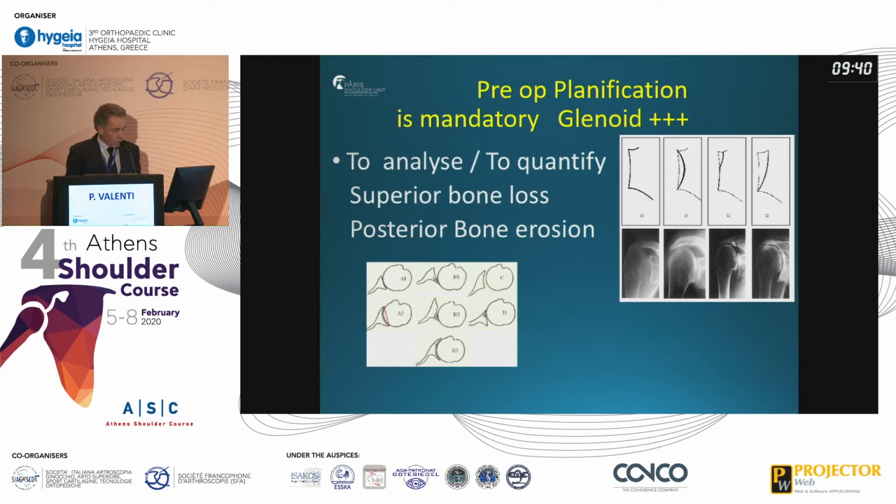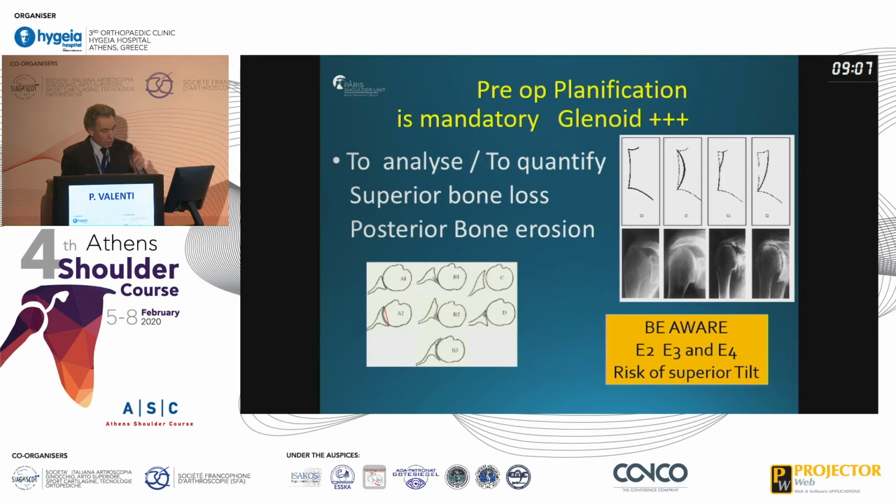On the new classification of Gilles Walsh, you see that the type D is very dangerous because this is an anteversion of the glenoid and you have to correct. On B3, this is a big retroversion. Be aware of E3 and E4 because the risk is to implant here with a superior tilt.